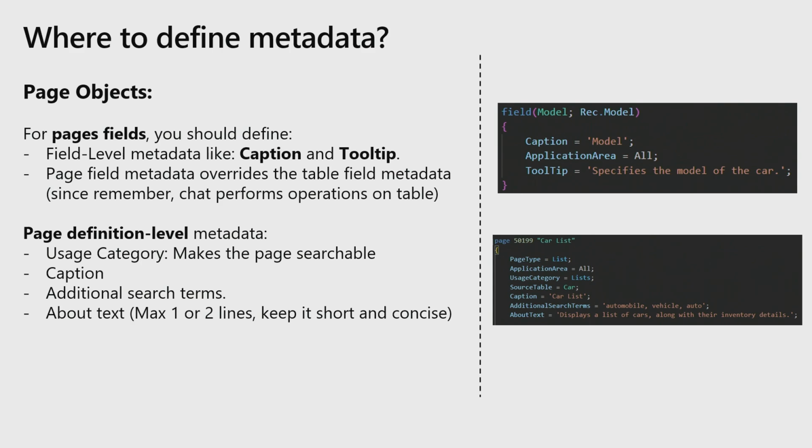And finally, on the page definition level, you need to provide usage category, which makes the page searchable by the metadata search system. You provide caption, additional search terms, maybe 1 or 2, whatever you think is the best. And then you provide an about text. An about text is probably the most important one. It should be short, concise, maybe 1 or 2 lines, and it should give a good idea of what your page extension is about.